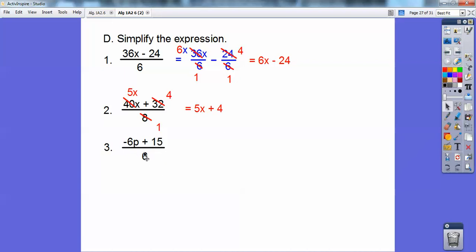In fact, 3 does. 3 goes into 6 twice, 3 goes into negative 6 negative 2 times, and then 3 goes into this 5 times. So I'm going to cancel them all down, dividing everything by 3, and you're going to end up getting negative 2p plus 5 all over 2. Alrighty?